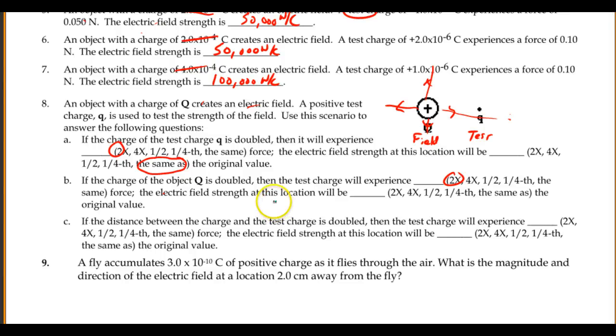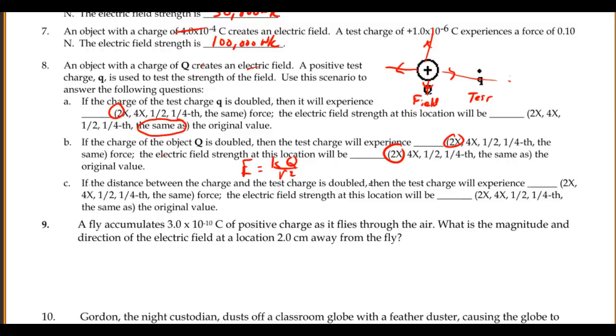And finding the electric field from the charge that creates it, it would be E equals KQ over R squared. So if we doubled the Q, we're going to double the field strength as well.